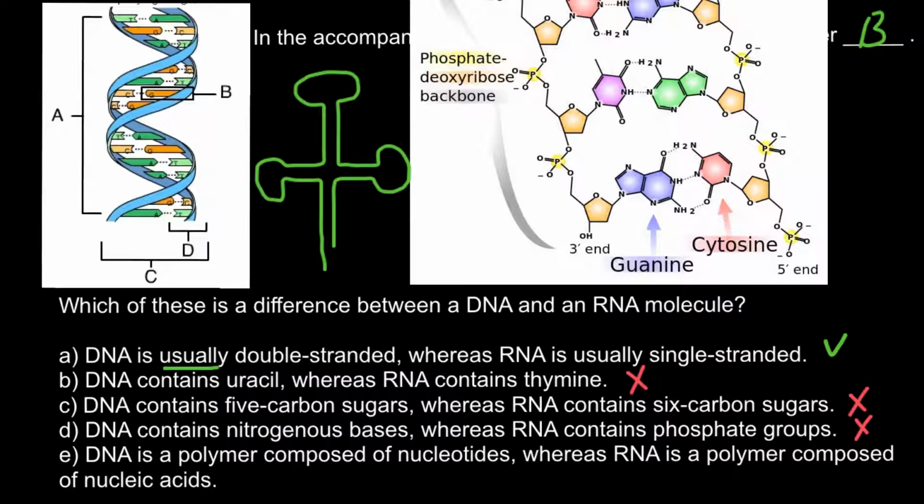And answer E, DNA is a polymer composed of nucleotides, whereas RNA is a polymer composed of nucleic acid. Both RNA and DNA are nucleic acids, and nucleic acids are composed of many repeating elements that we call nucleotides, and when we have many repeating elements, we call such a molecule a polymer. So both DNA and RNA are polymers that consist of nucleotides. So this is not the correct answer. And as you see, the correct answer here would be answer A.